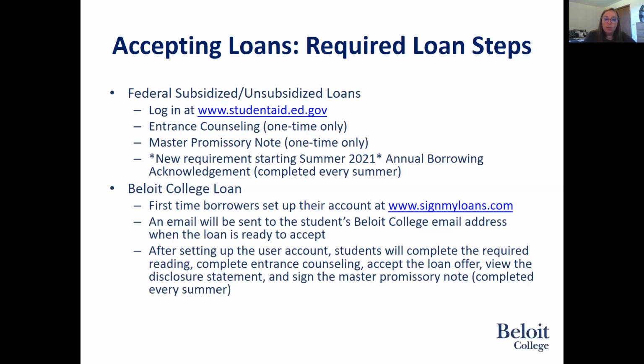So you're going to complete entrance counseling for the Beloit loan. You're going to complete a required reading section, accept the loan offer, view the disclosure statement, and then sign the master promissory note. Pro tip, for all of these requirements, I would recommend that you have your financial aid offer with you, because it's going to ask you for some information so that it can project payments and payment plans in the future based on what you're borrowing. So I would just have that information with you so that you can work through those steps a little more easily.